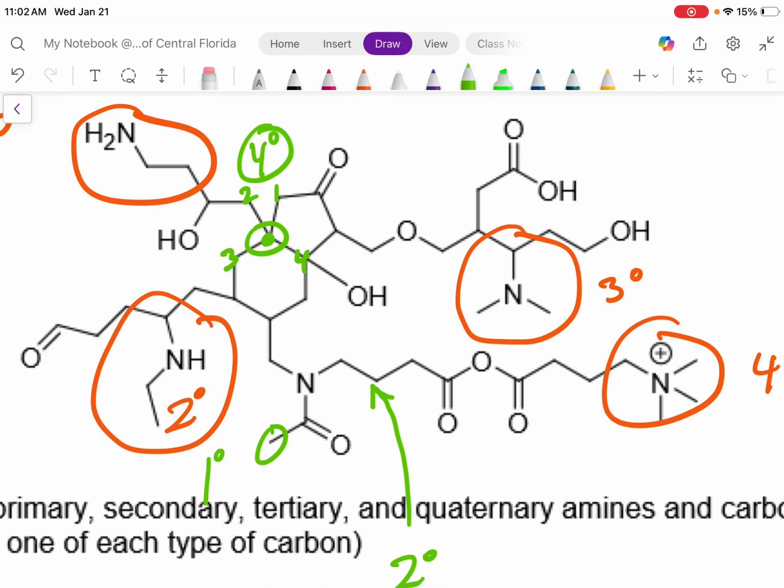Do we see a tertiary carbon? My eye just caught it. There it is. Because there's 1 carbon directly attached, 2 carbons, 3 carbons. So that would be a tertiary carbon.